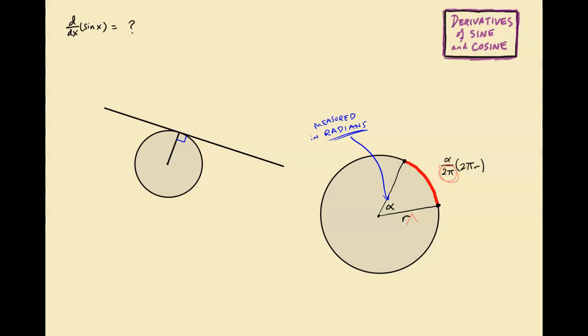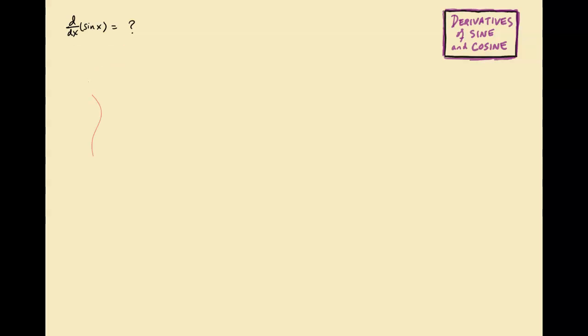And notice this is where I am using radians. If we were doing this in terms of degrees, this would have to be alpha over 360. Anyway, this will give us the arc length. But when I simplify this expression, the 2 pi's cancel, and we're left with just an r and an alpha, which means that this arc length is going to be r alpha, the product of the radius and the central angle. Okay, with those preliminaries out of the way, let's figure out what this derivative is.